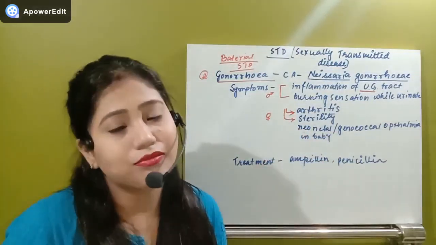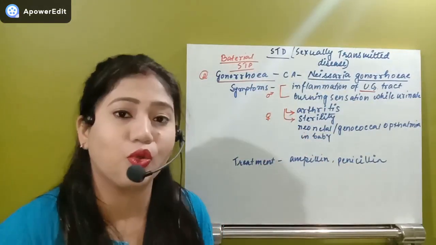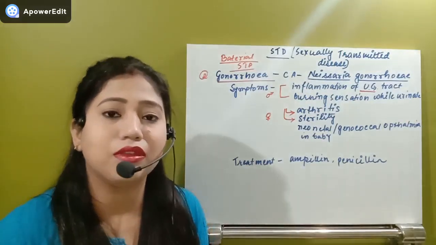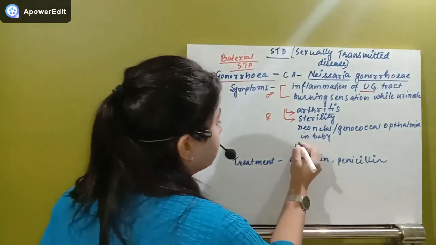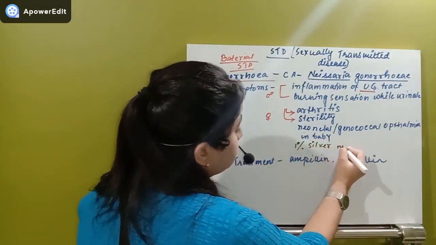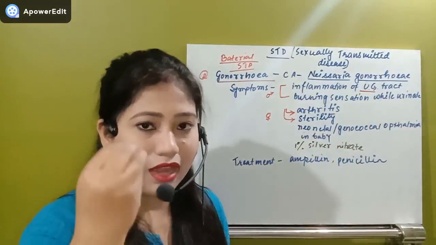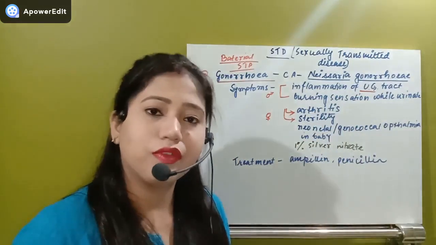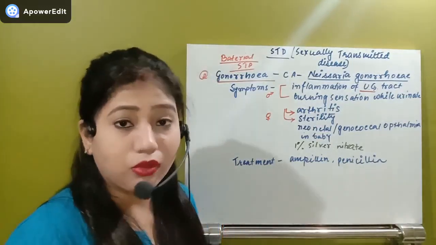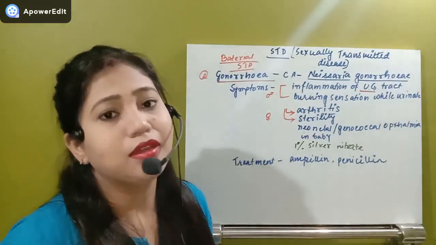But yes, there is an available treatment. If suppose the mother is detected having gonorrhea in the pregnancy, just after parturition, the baby's eye can be rinsed with 1% silver nitrate. 1% silver nitrate can be used to treat this condition. The baby's eye will be given a drop or a few drops of 1% silver nitrate only, then the gonorrhea bacteria, Neisseria gonorrhoeae, cannot affect the baby's eye.